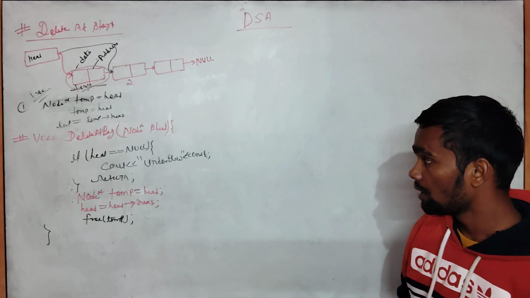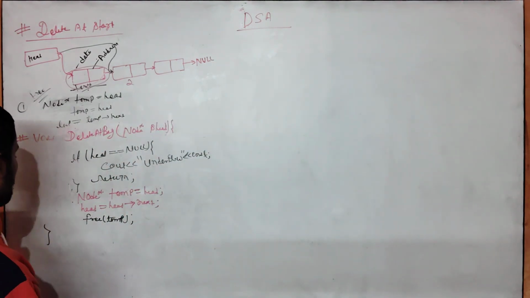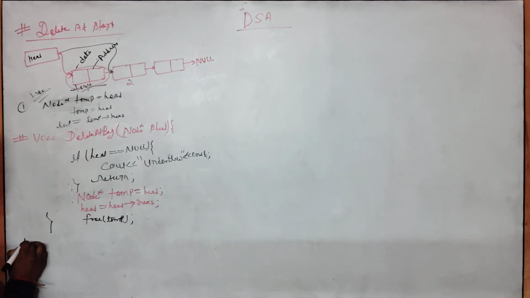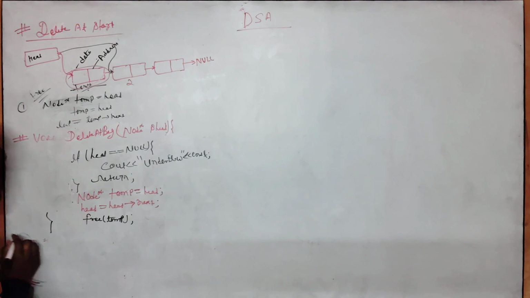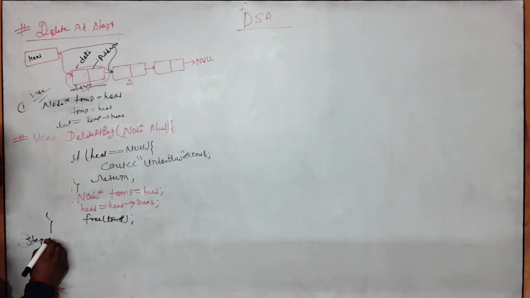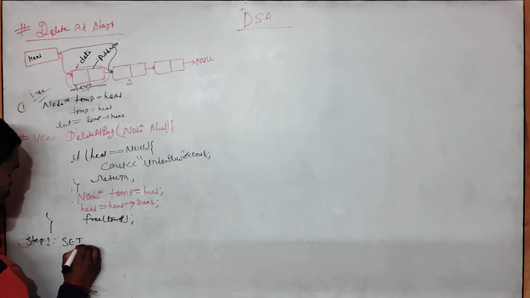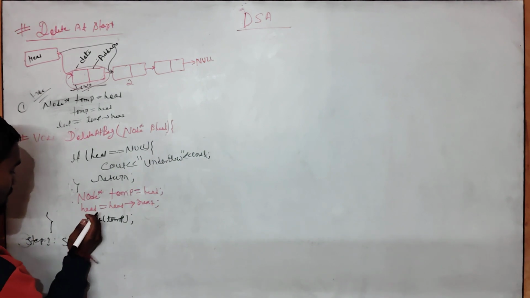What will we do here? Firstly you need to see one thing. If I talk about the algorithm, firstly I am creating one pointer. Just like step one, what I am doing here: set ptr is equal to head.